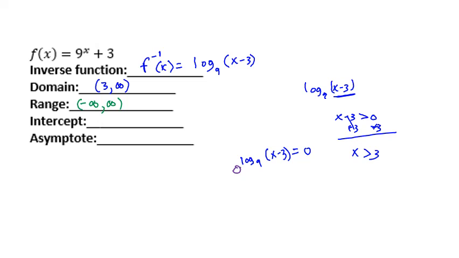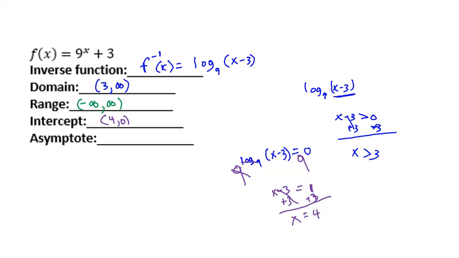So if we put the left side as having a base of 9 and the right side as having a base of 9, on the left side, the log base 9 and the 9 would cancel each other out. So that leaves us with just x minus 3. Any number to the 0 power is 1, and we can add 3 to both sides. So x here would have to equal 4. So our x-intercept would be at (4, 0).